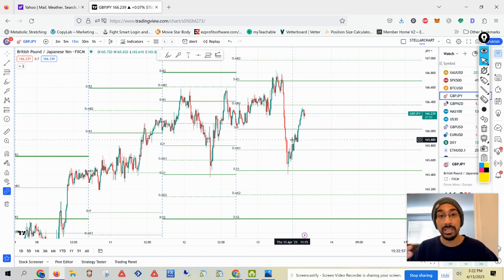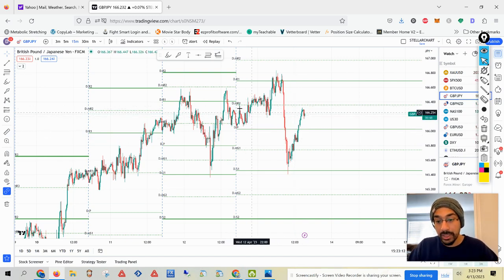It really allows me to see potential take profit zones before they even happen, right? Because that is the advantage of using pivot points. They are a leading indicator where right from the start of the day, you will already know where these levels are. And so that's the beauty.